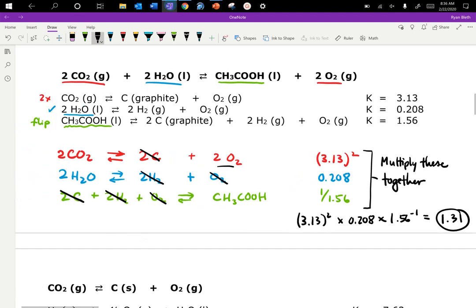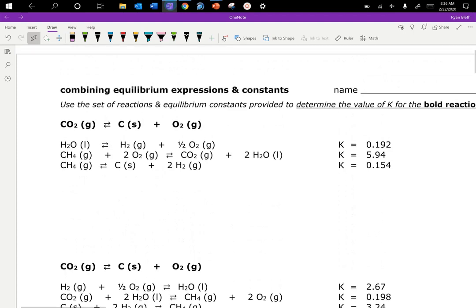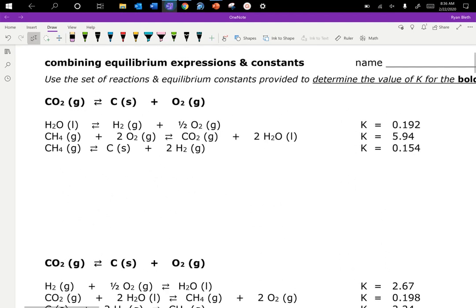So let's look at another example. Let's go back to the top one now, because there is a multi-step manipulation in this one, and I want to show you how to handle that too. We can totally do that. We can do more than one manipulation at a time. So in this first one, I want to get CO2 on the left, carbon dioxide, decomposing into carbon and oxygen.